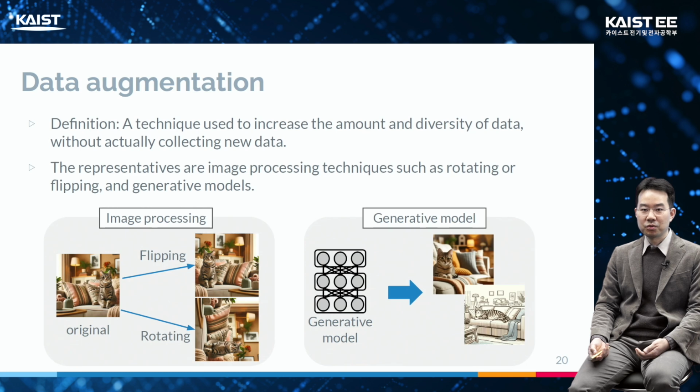So data augmentation is one technique you can use to compensate for this problem. This is used to increase the amount and diversity of data without actually collecting new data. And there are many techniques for augmentation. The representative ones are image processing techniques like rotating and flipping images, or using generative models to generate brand new images or any other type of data.